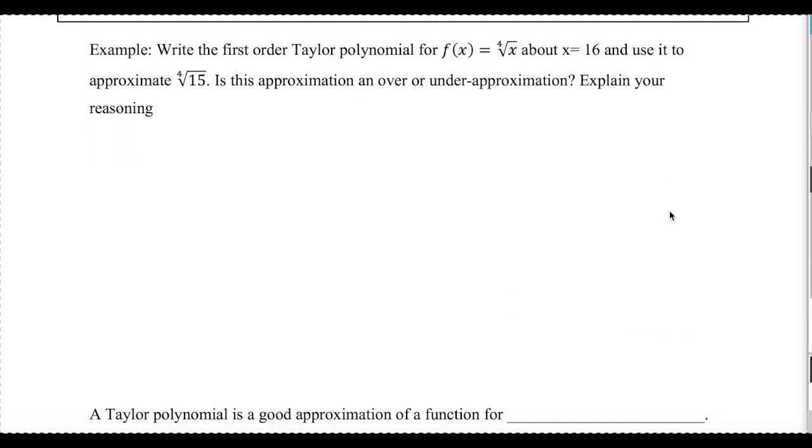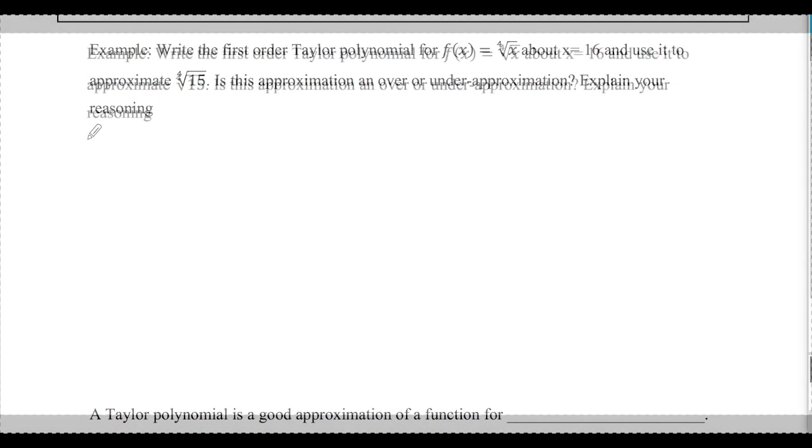So we want to write the first order Taylor polynomial for this function we see up here, the cube root of x, about x equals 16. That's what we're looking for. And use it to approximate the cube root of 15. And then, is this approximation an over or under approximation? Explain our reasoning. Some of this seems a little new, but at least these last two steps, we've seen stuff similar to that this year already.